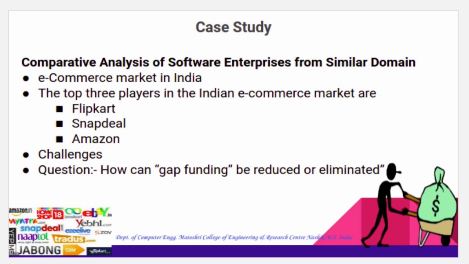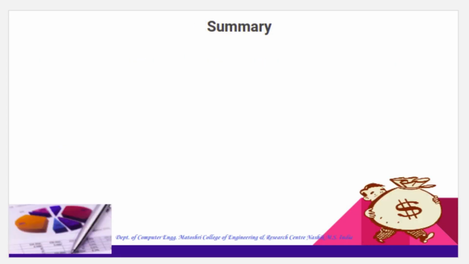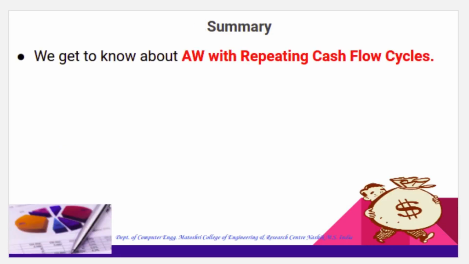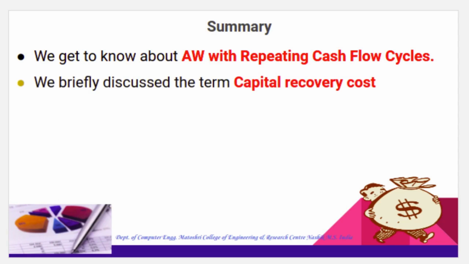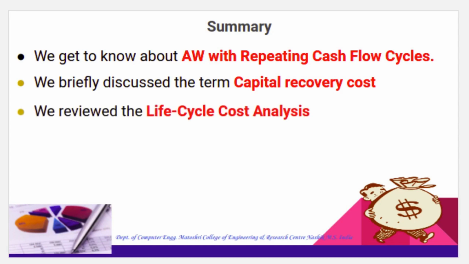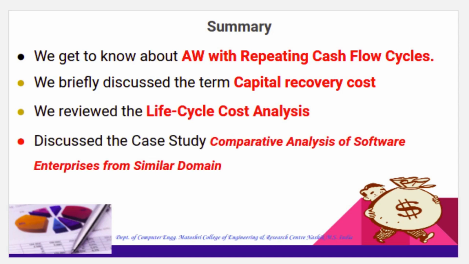So next we will summarize today's session. We began with the introduction of the annual equivalent worth criteria. We got to know about AW with repeating cash flow cycles. We briefly discussed the capital recovery cost. We reviewed the life cycle cost analysis and discussed the case study, the comparative analysis of software enterprises from a similar domain. Next, we will see certain study questions based on today's session.